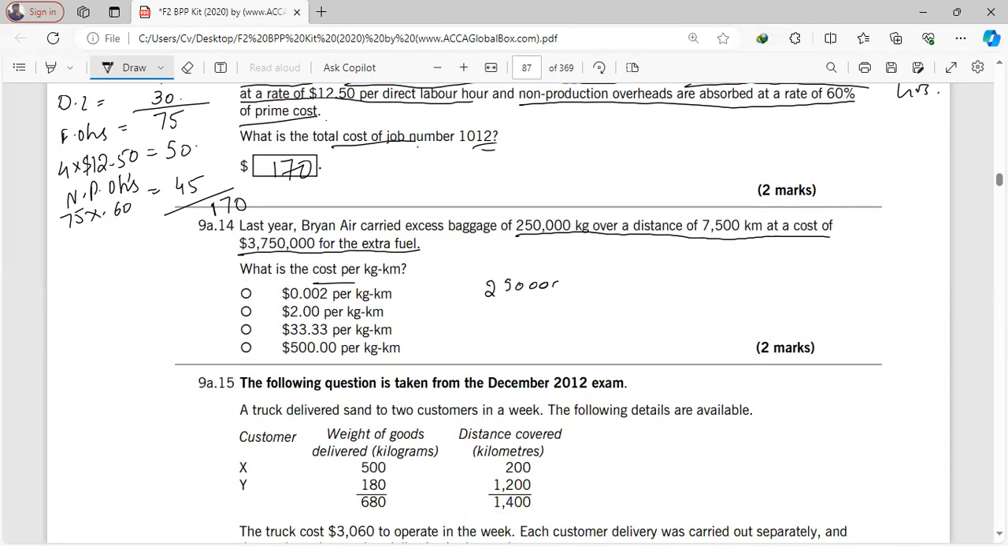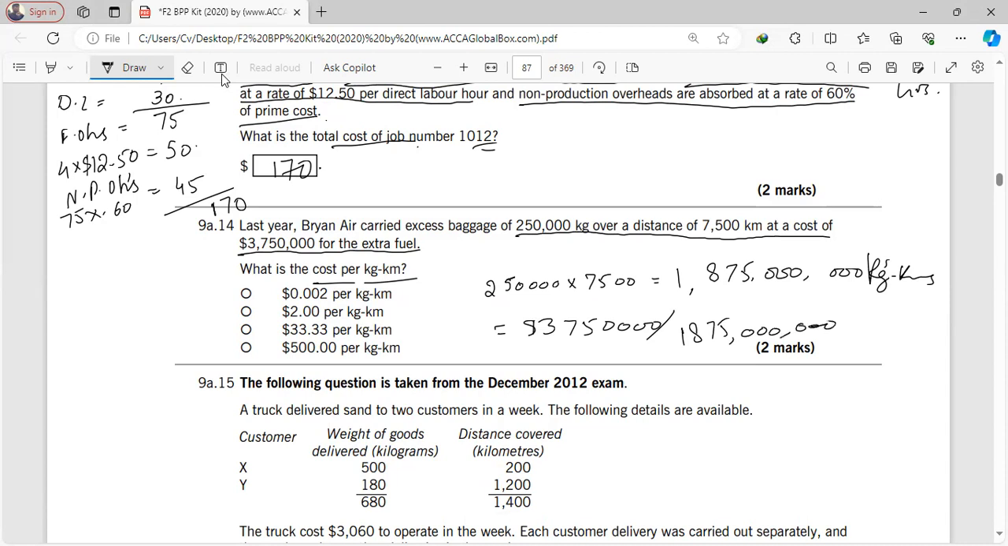250,000 kgs into 7,500 kilometers. So what is the total sum? Sorry, it is not 1 million, that is too much. It is 1875 million. Now you will calculate the cost per kg per kilometer. So the total cost of 3,750,000 divided by 1875 million, the answer per kg per kilometer is 0.002.